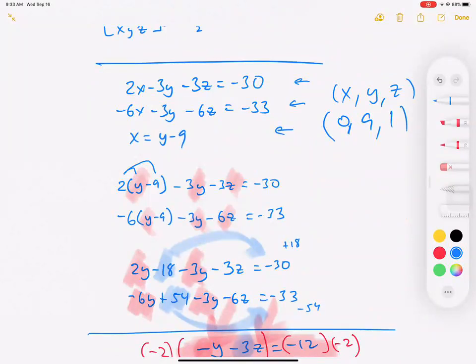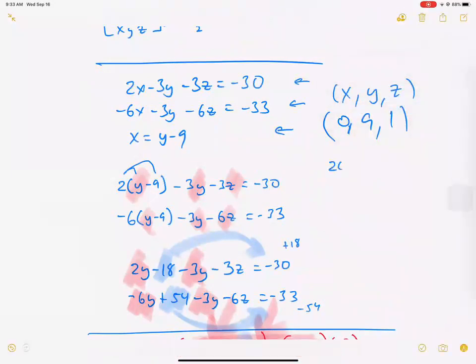So I'm going to check just the first one. Here we go. Let's check the first one. If x was 0 and y was 9 and z was 1, do we end up with negative 30? 0 minus 27 minus 3. Oh my gosh, it worked.